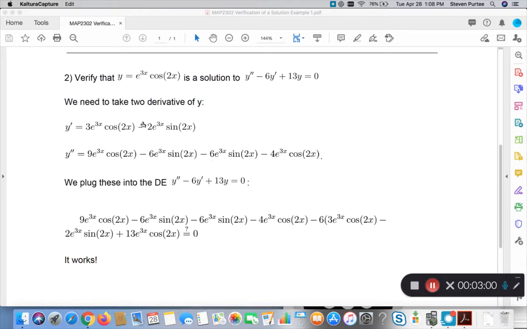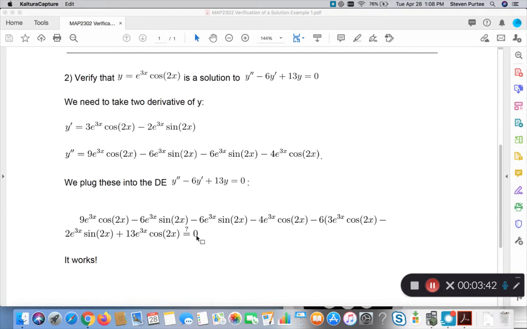Be careful with that negative. You will have to distribute that negative. Now we plug this in for y prime, this in for y double prime, and this in for y, all into the original. So y double prime minus 6y prime, and there should be parentheses. I think I'm missing a parenthesis. Right here, there should be an extra parenthesis. Check that on your own. Plus 13 times y, we want to know, does that equal 0?